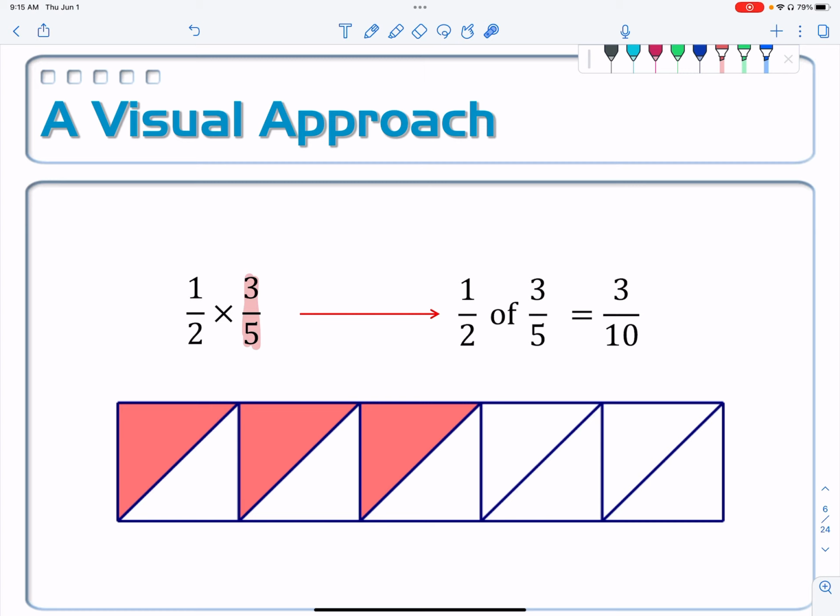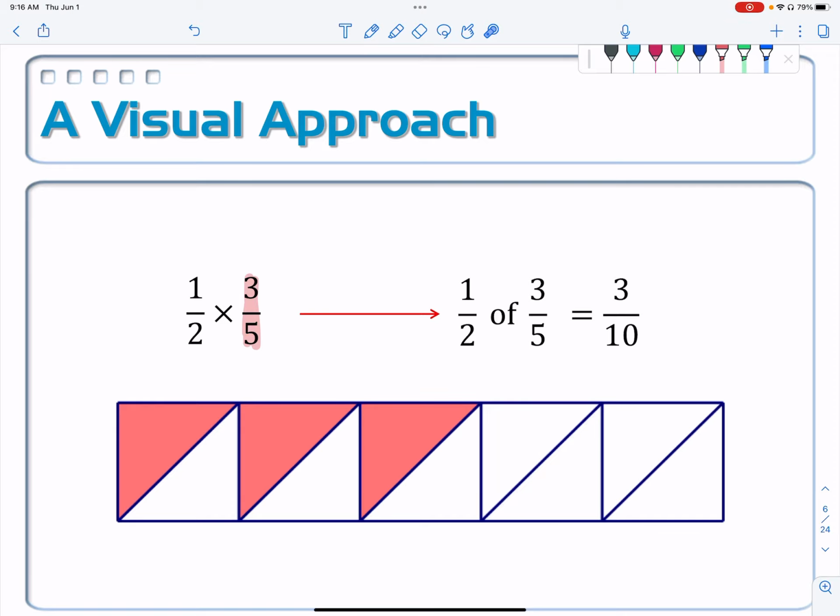you can see that those 3 parts that I got to keep are the same thing as the 1 times the 3 that's right up top. And then the 10 pieces, basically the right triangles that are in the picture, that's the same thing as multiplying the 2 times the 5.